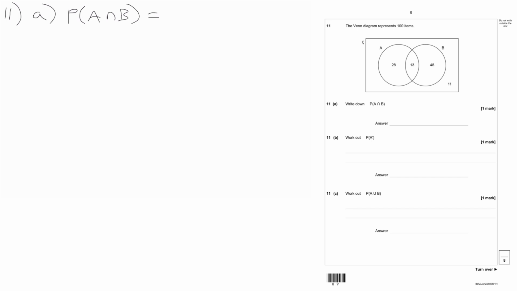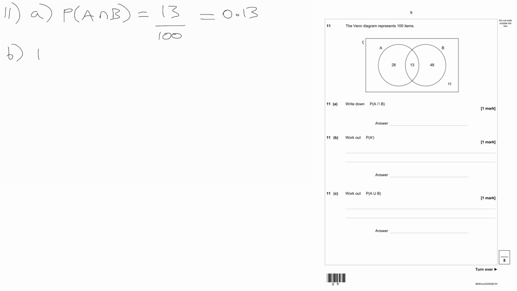Well, in this case, you can see here from the Venn diagram that A and B is this 13. So 13 events happen in A and B, and this is out of 100 total items. So 13 over 100, which we're going to write as 0.13.